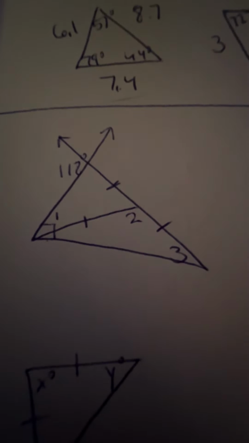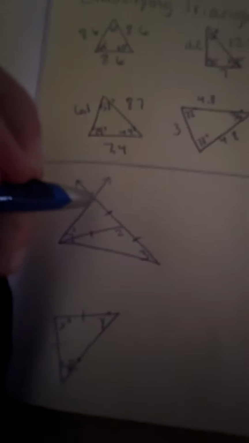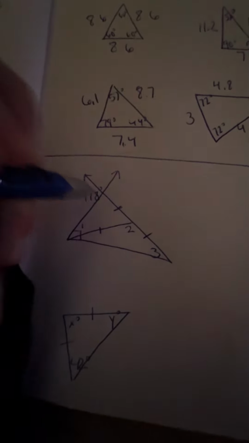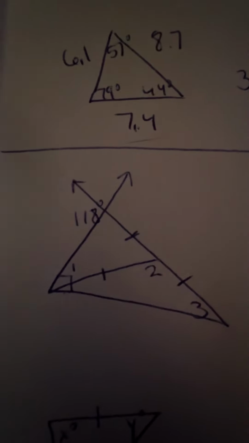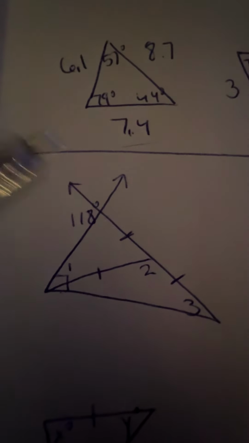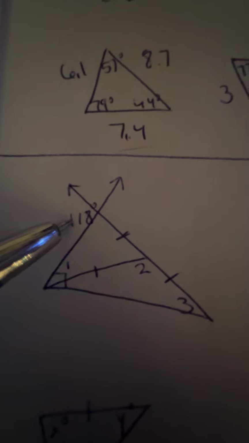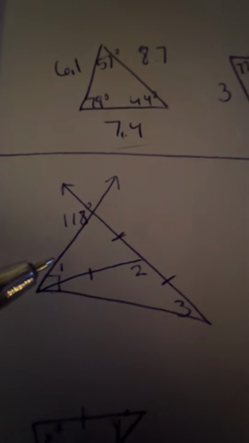Hey everybody, I'm doing more geometry. This is with triangles. So we are looking at these problems right here. We're trying to find out what the angle measurements of angle 1, angle 2, and angle 3 are here. With the information that I am given and the fact that this angle is 118 degrees, I'm able to figure out what all of these pieces are.